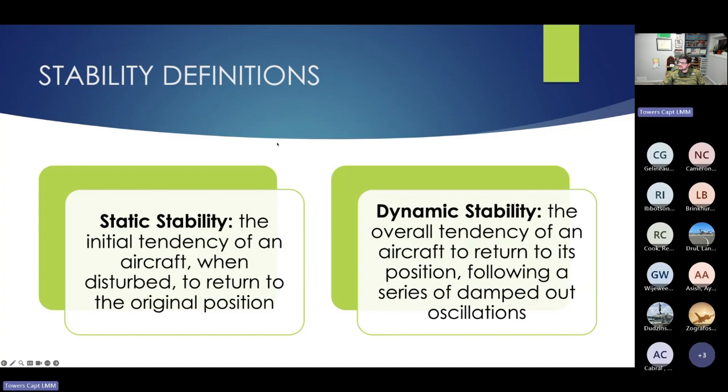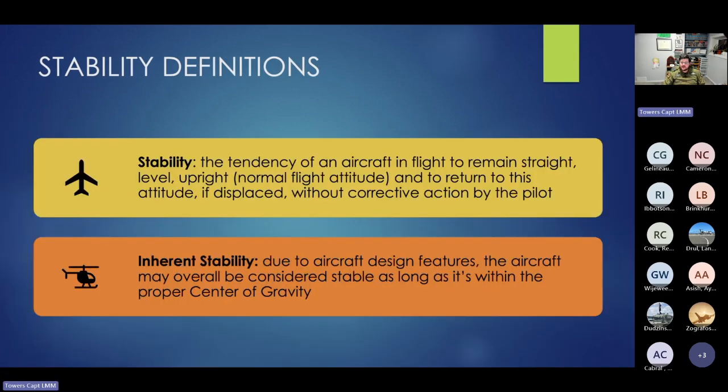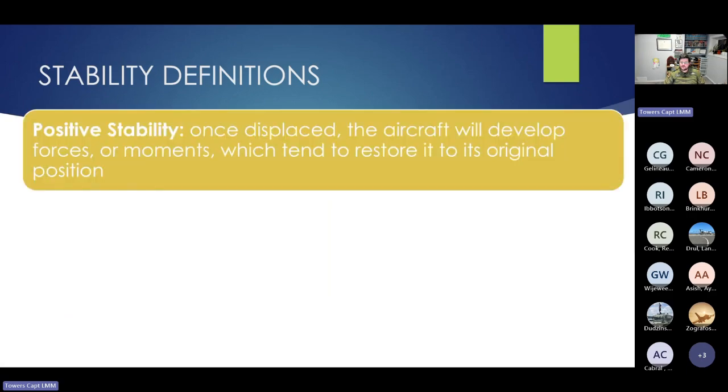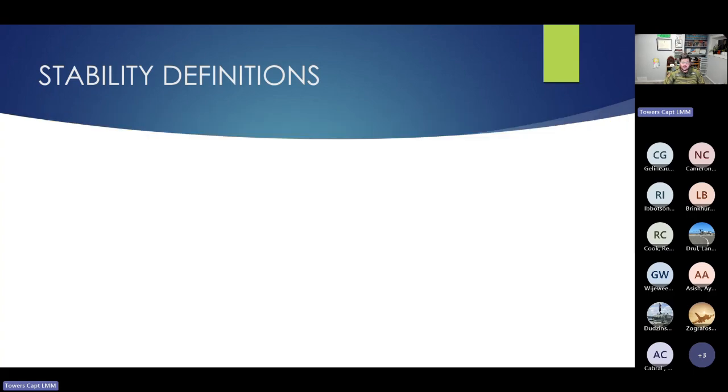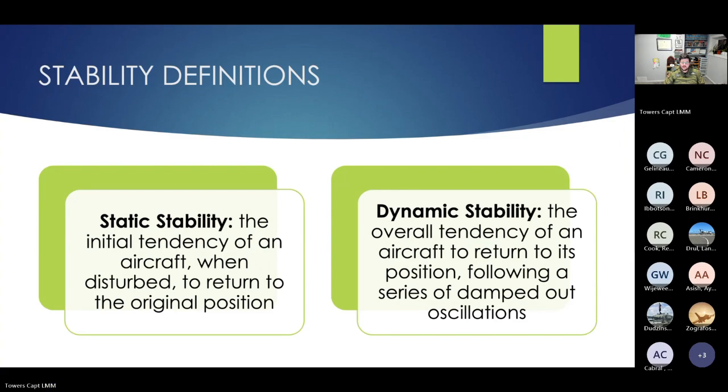Why was it called positive stability and not static? So static stability is the initial tendency, whereas positive stability refers to the fact that the aircraft will develop forces or movements which tend to restore it to its original position. So it's basically the fact that it will cause something to happen that's going to move it back towards its initial position.